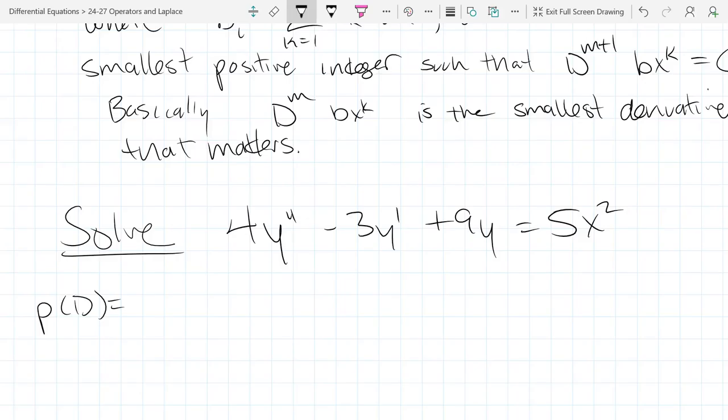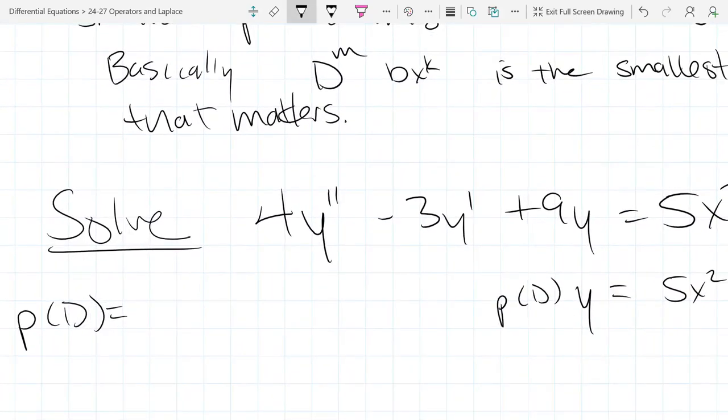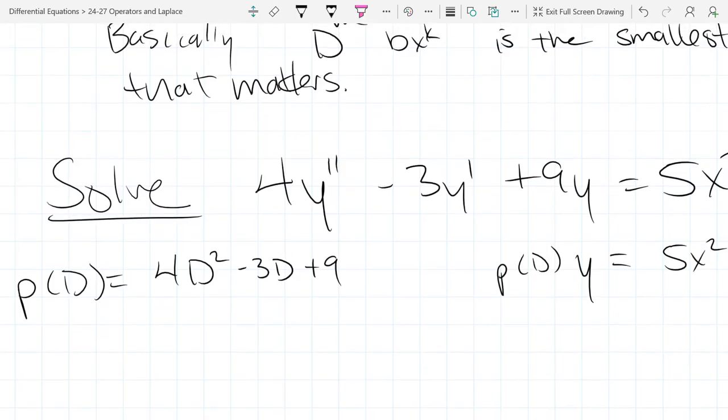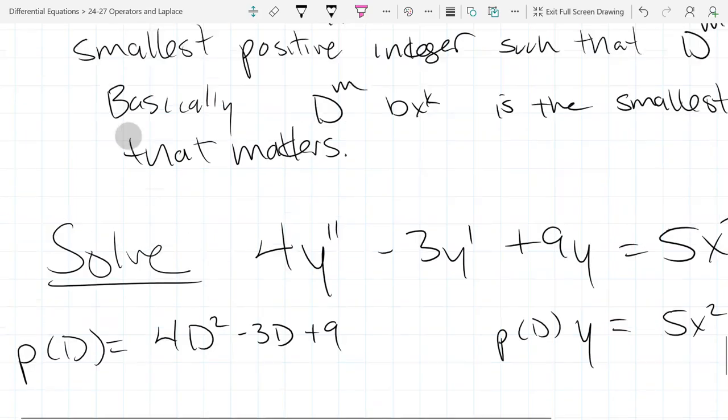All right, step one, we got to figure out what is p of D. So write down the operator that is operating on the left side. So I'm going to rewrite this guy as P(D)y. And that's a second derivative, not a fourth power. It's a double prime. So any questions on P of D?